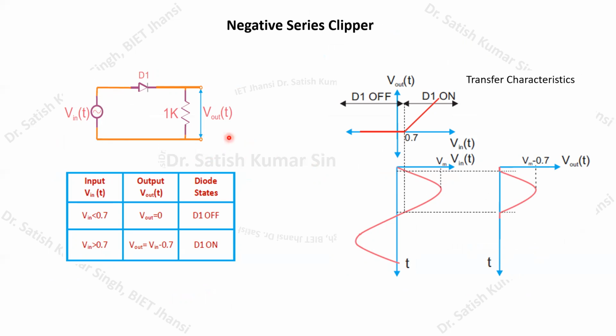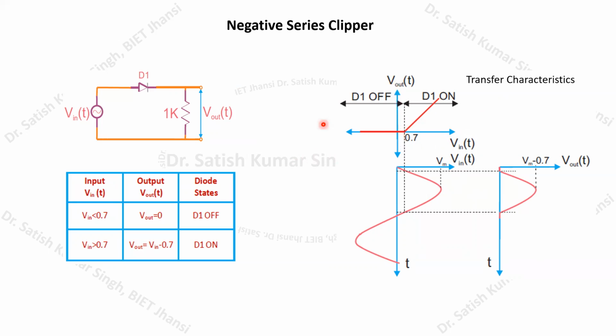Normally in the case of clippers, we need to know the transfer characteristics of this particular clipper. So what does it mean by the transfer characteristics? This transfer characteristics is nothing but the plot between V input and V output. Here on the x-axis we have taken the input voltage, and on the y-axis the output voltage.